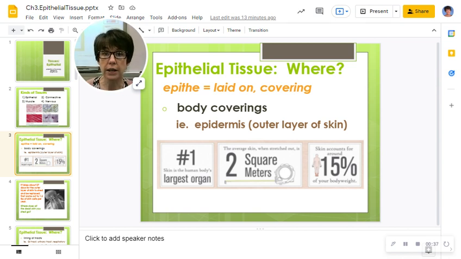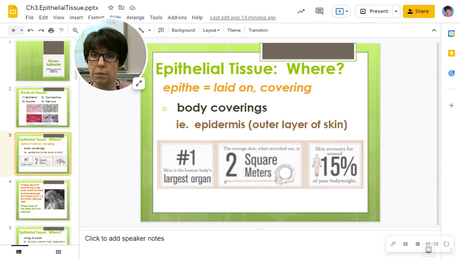So the name gives you an idea of where and possibly a function of the epithelial tissue. And epi, right, is a prefix that means to lay over or cover something. So our skin would be a perfect example of epithelial tissue. Our epidermis, which is the outermost layer of our skin, is made up of epithelial tissue. The skin is the largest organ in the human body.